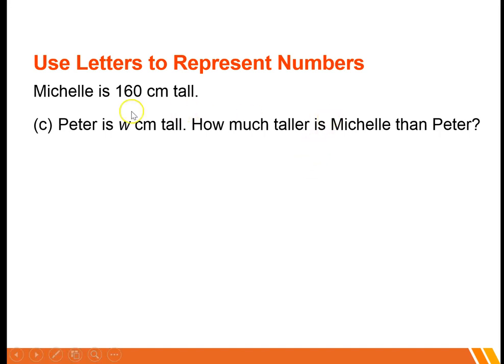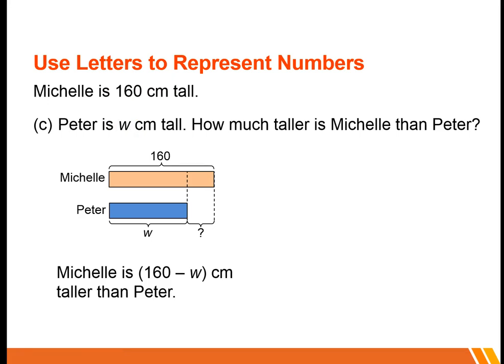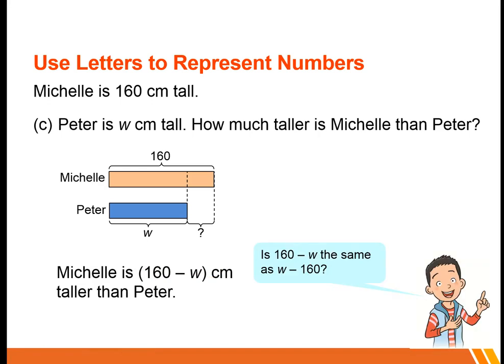Now, who is the one who is taller? Michelle, right? So you should take the bigger number minus the smaller number. So that will be 160 minus W cm. Michelle is (160 minus W) cm taller than Peter. And please remember to write the bracket. In the workbook, some of you actually forgot to put the bracket. So this is quite dangerous here.